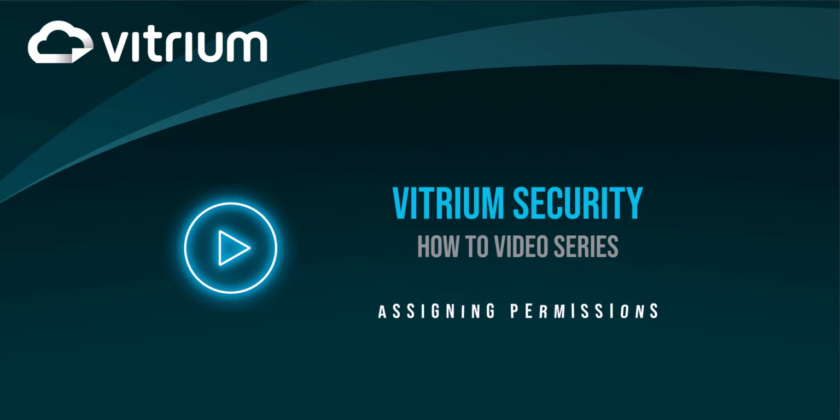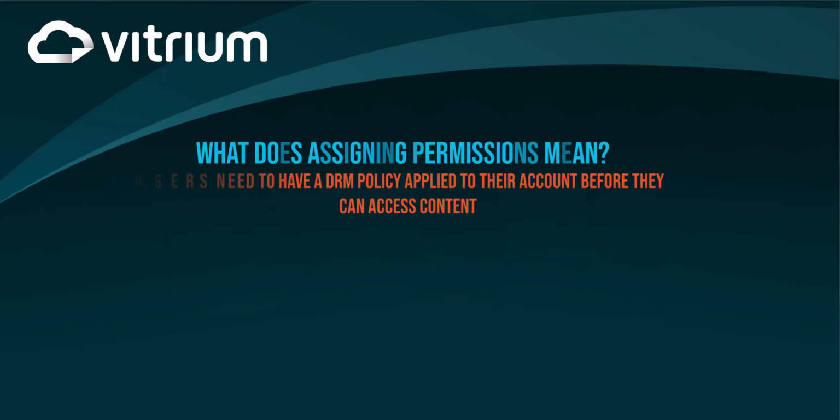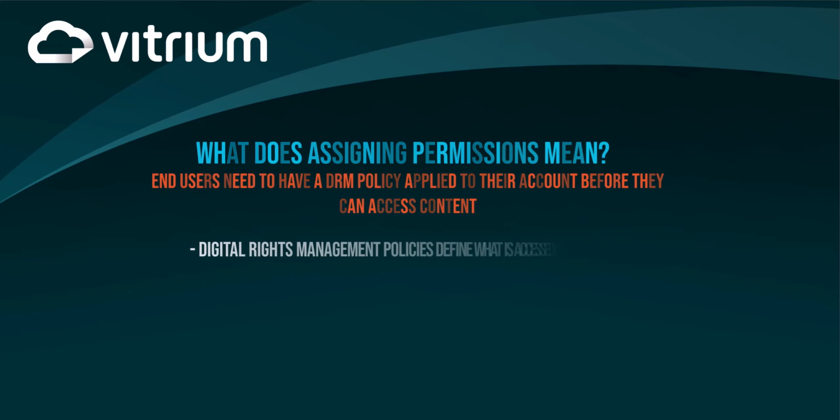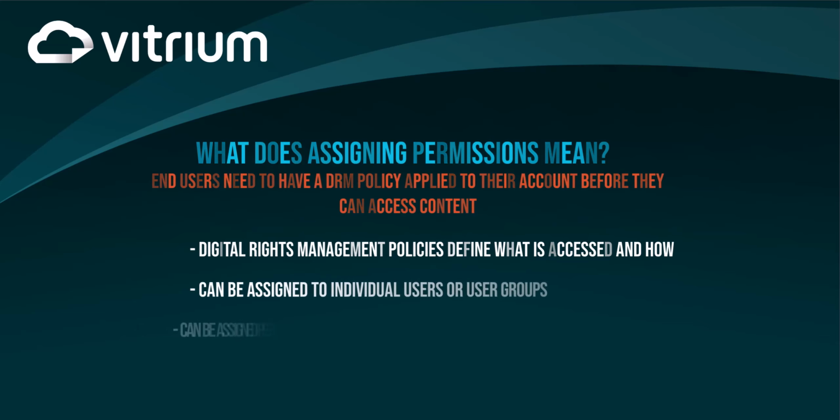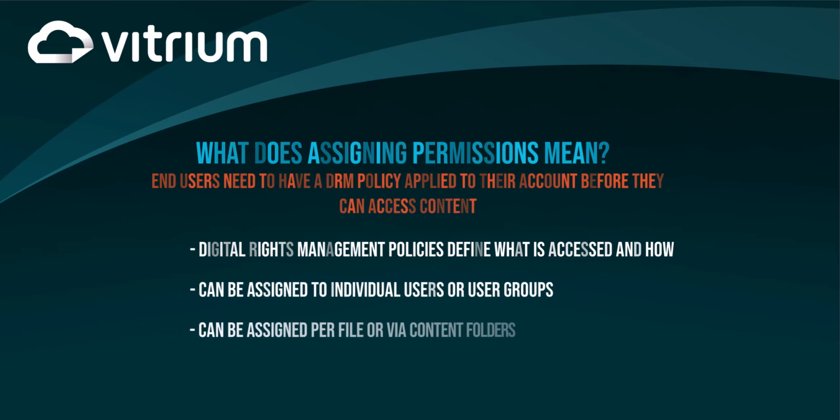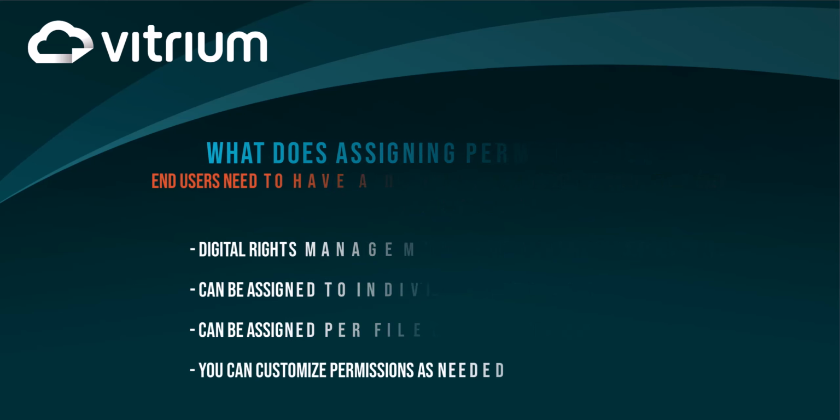In this video, we're going to be taking a look at assigning permissions. What does assigning permissions mean? End users need to have a digital rights policy applied to their account before they can access content. These policies are going to determine how they can access things. They can be assigned to individual users or user groups. They can be assigned per file or via the content folders, and you can customize permissions as needed.